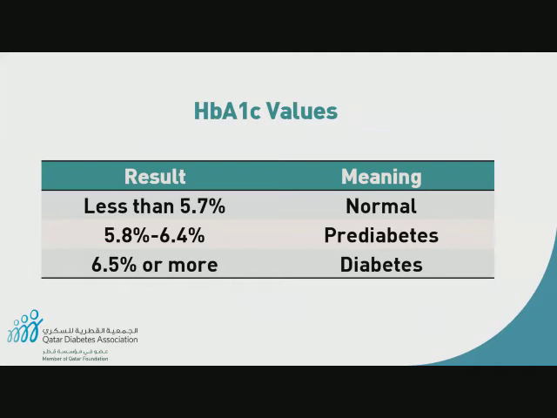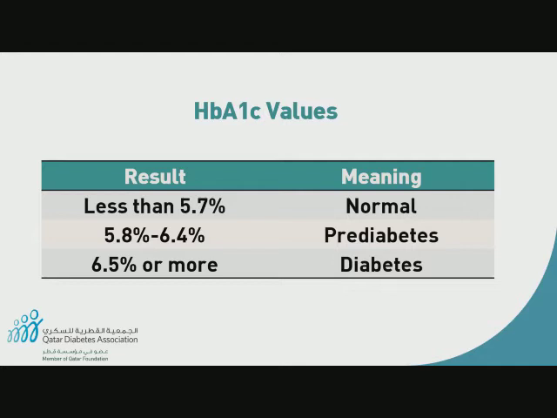This table shows the screening when you are using the HbA1c for screening. Then these are the results. The normal result for a person with normal blood glucose would be less than 5.7%. If it's between 5.8% and 6.4%, then this is what we call the pre-diabetes phase, which is not diabetes, but the blood glucose is higher than the normal range.